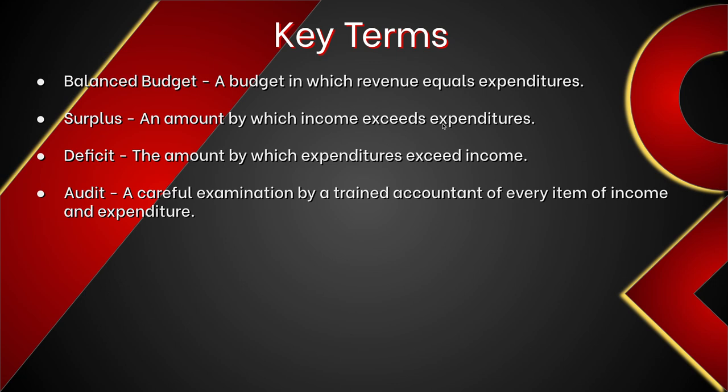Expenditure is money that is spent. So any money that is spent is an expenditure. Income is money that is earned or money that is coming in or collected. So when we talk about surpluses, that means that there's more income than what you're spending. A deficit is the opposite. You're spending more than what is coming in. A balanced budget is when the exact amount of what you're spending equals that of what's coming in.